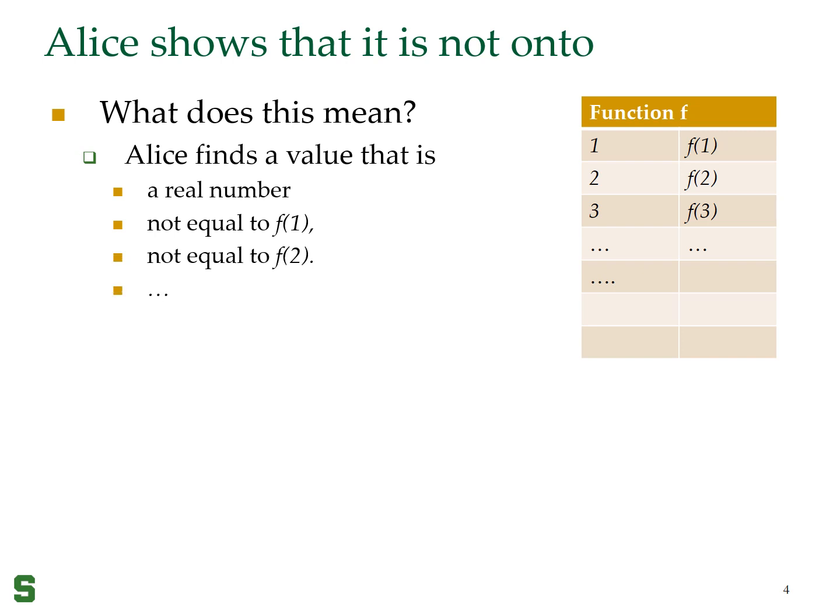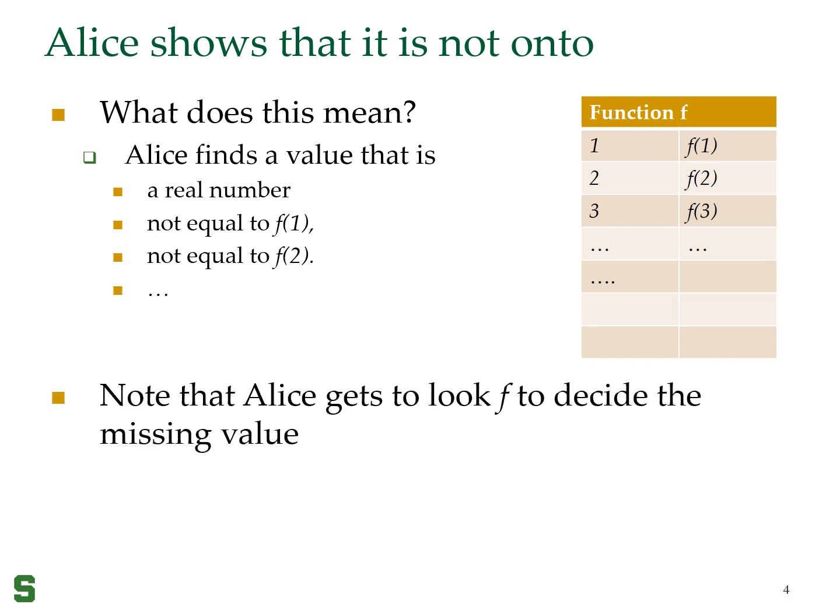Now, what does it mean that Alice has to show that the function is not onto? Essentially, that means Alice has to find a value, and the property that we want is that this value is not equal to f of 1, not equal to f of 2, not equal to f of 3, not equal to f of 4, etc. So Alice's job is to find a value that is missing in this table.